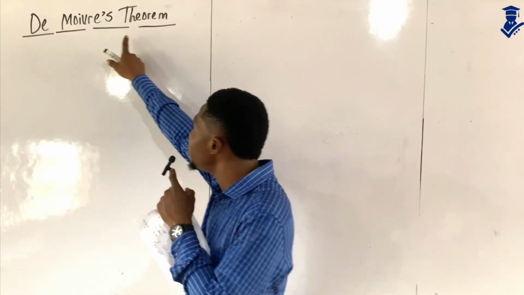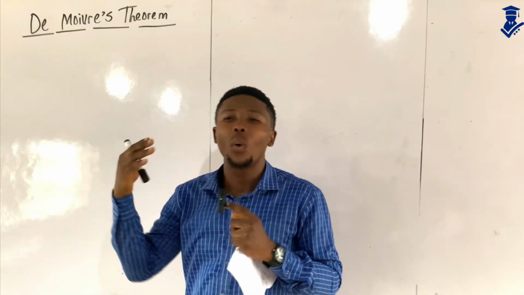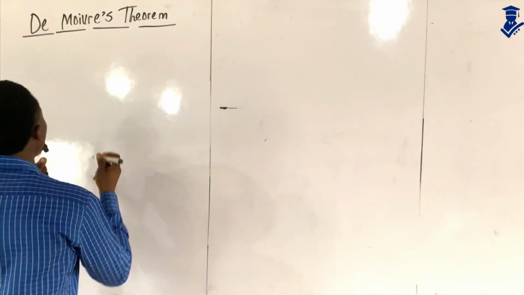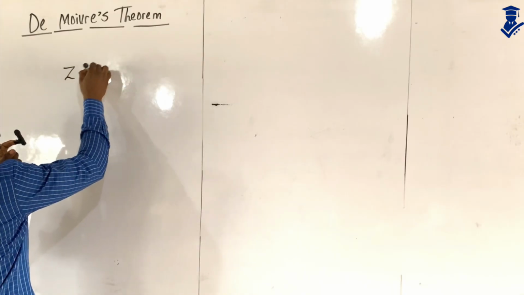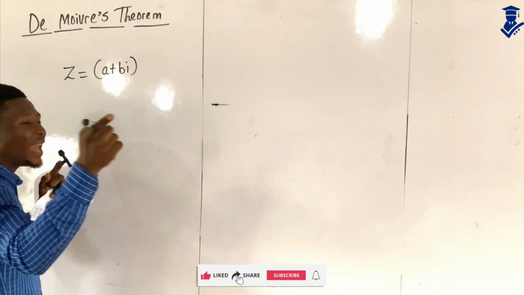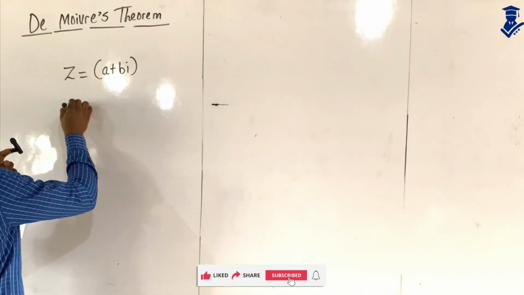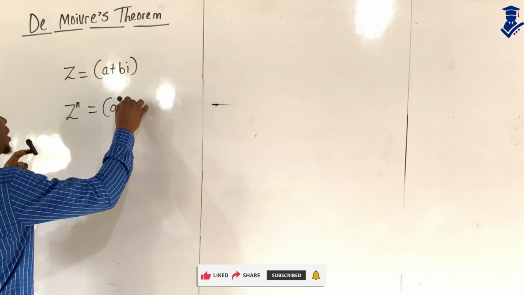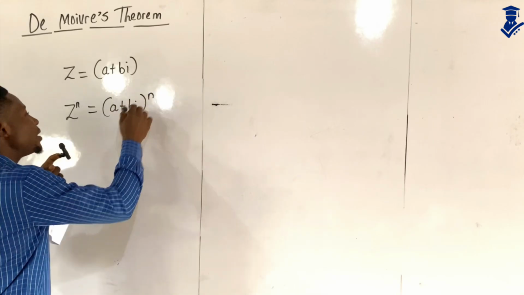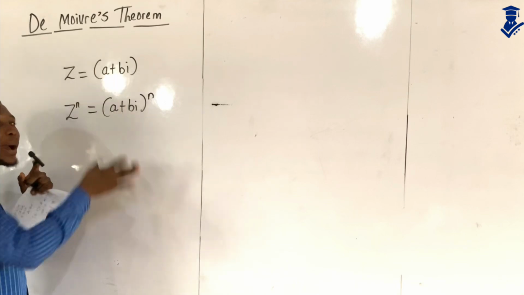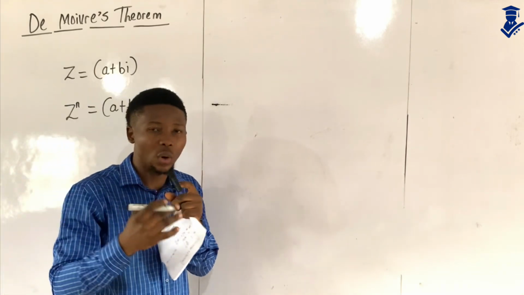Look at the Moivre's theorem. Now, when do we use the Moivre's theorem? For instance, if I have a complex number z equal to a plus bi, and let's say I have it to a power, that means z to the power of n, which means I have a plus bi to the power of n. That means I want to find the power of a complex number. That is when we apply the Moivre's theorem.